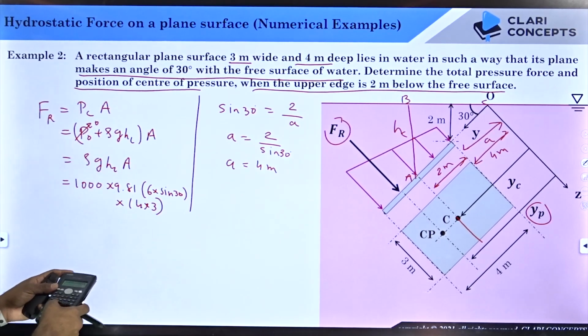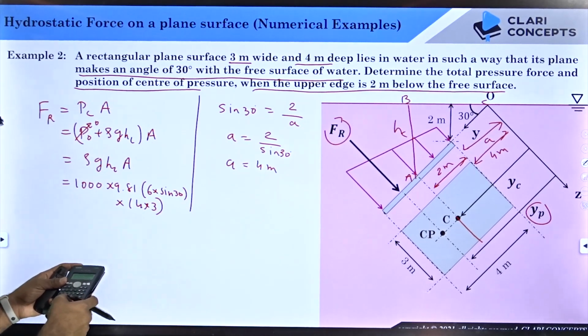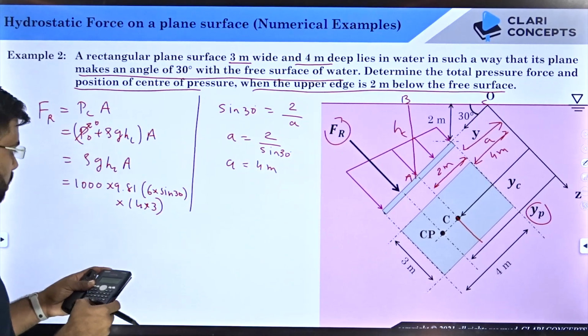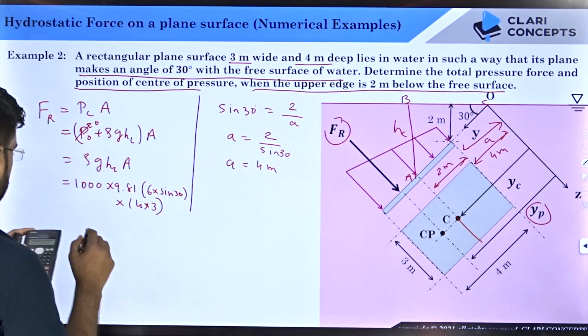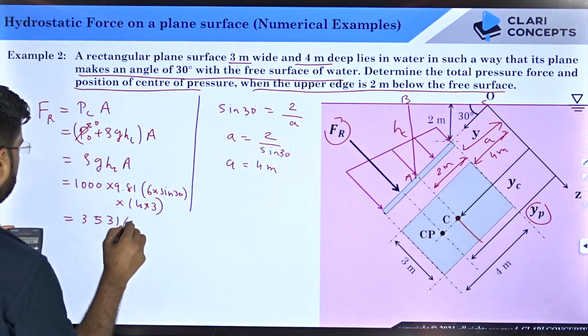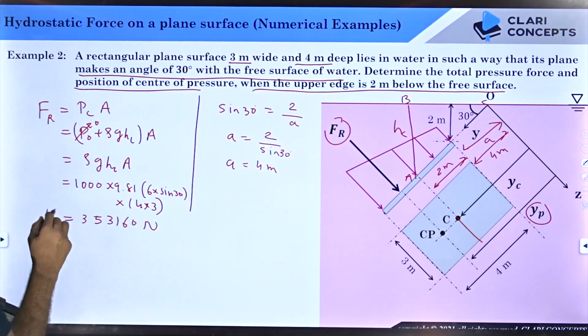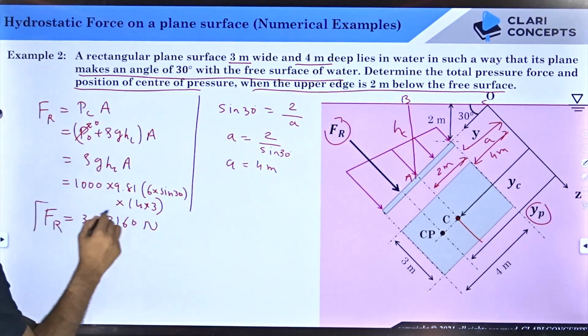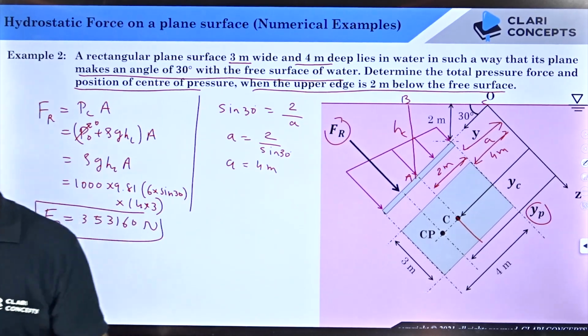Into 6 into sine 30 into 12. The answer I am getting is 353,160 Newton. This is the resultant force acting on the surface. Let me check the answer.